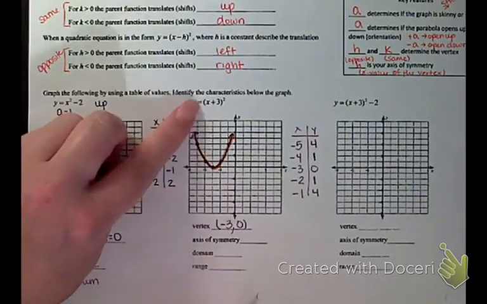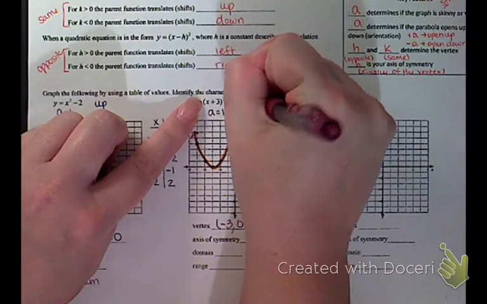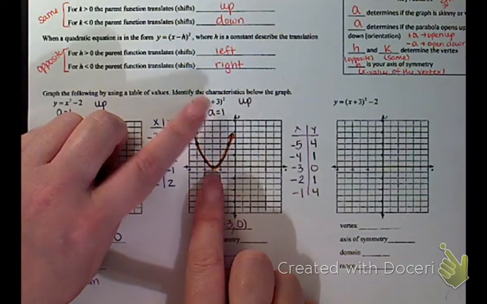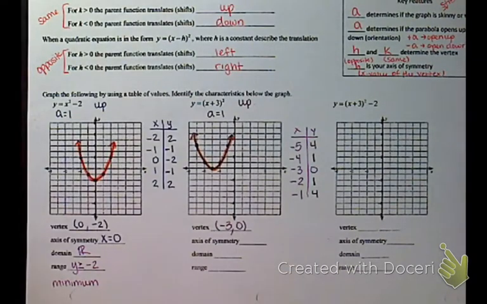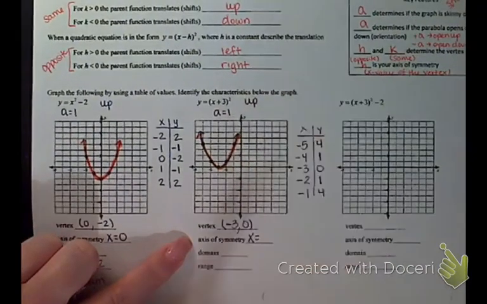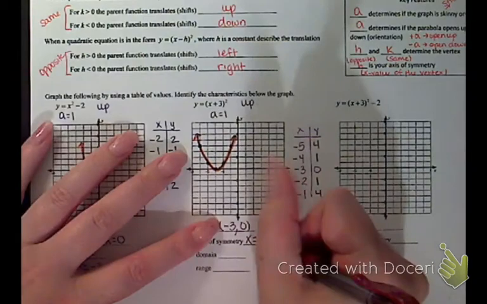Now my orientation, right, my A up here is 1. So my graph should face up because it's a positive 1, which it does. So that's awesome. Because A is 1, there's no change. It's not skinnier. It's not wider. There's no compression or stretch. Axis of symmetry: x equals always, and it's the x value of your vertex. The x value of your vertex is -3.